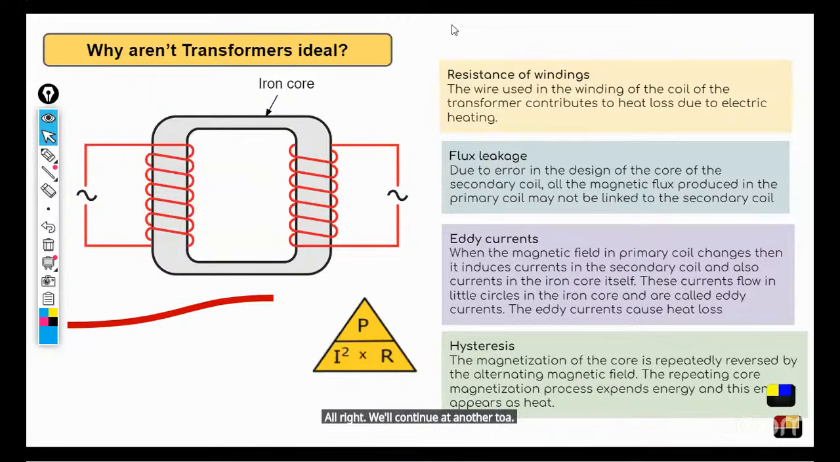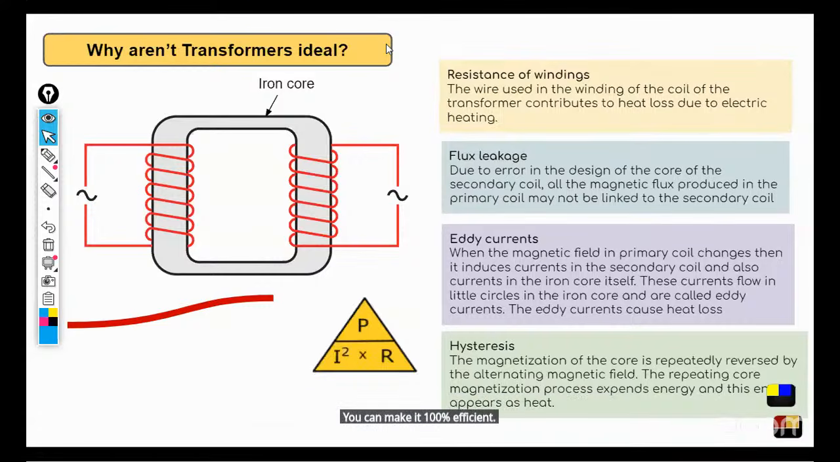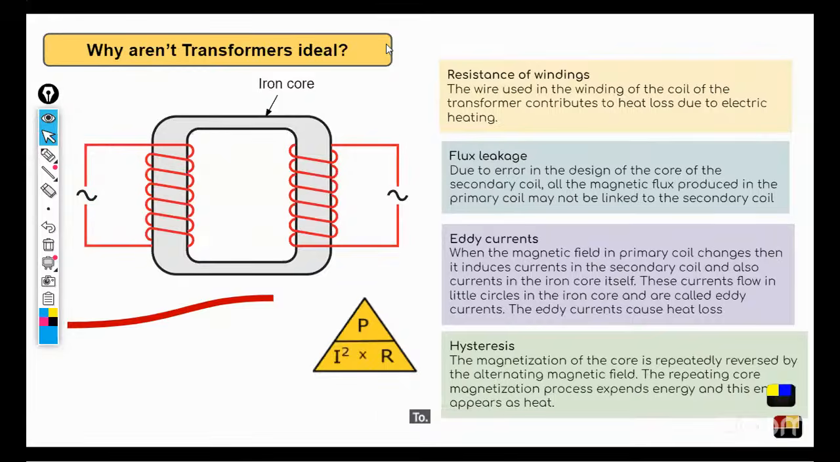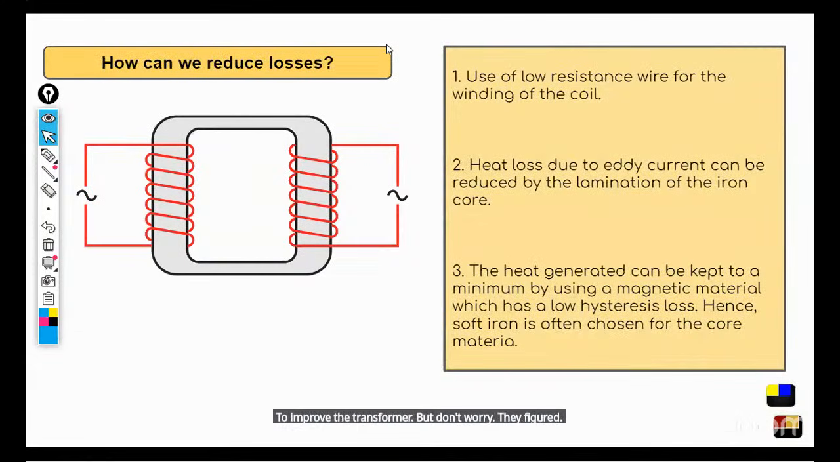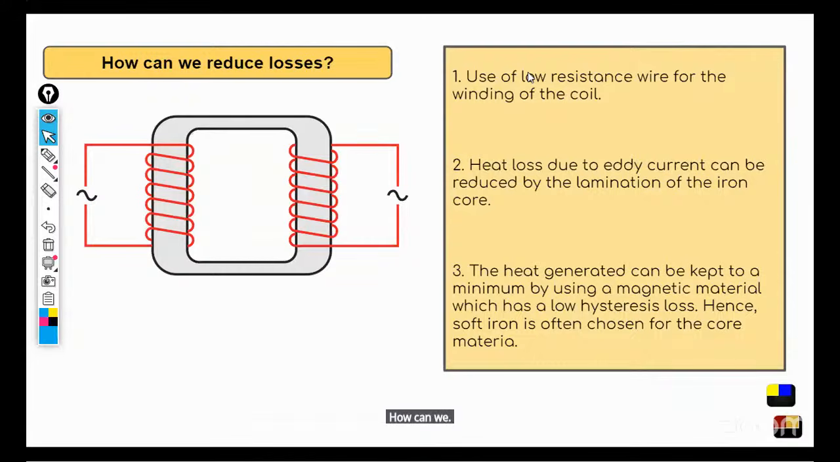So the next slide is going to be about, now that we know what causes loss of power in a transformer, let's say you are hired now to reduce the amount of power loss. Like, you can't make it 100% efficient, but they want you to make the transformer better. Let's say that was your job. What would you do to improve the transformer? But don't worry, they figured it out about 100 years ago. How can we reduce power loss?